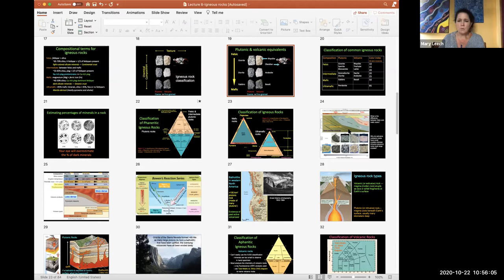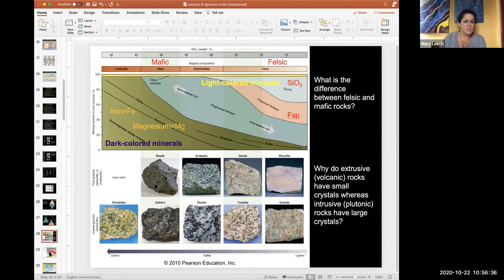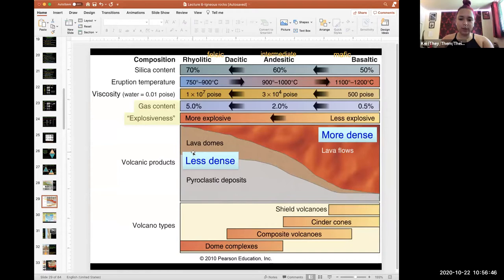And then we left off, we looked at color index and estimating the percentage of dark minerals. And we left off somewhere here, looking at the light colored minerals that make up the felsic rocks and some intermediate rocks, and then the dark minerals that make up the mafic and ultramafic rocks, with intermediate rocks having a composition somewhere in between. There's this plot. Did we end here or with Bowen's reaction series? I think we ended with this one. We didn't get to Bowen's, thank you.